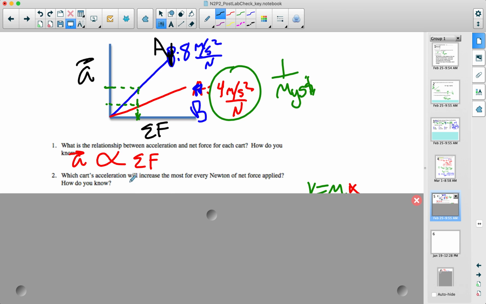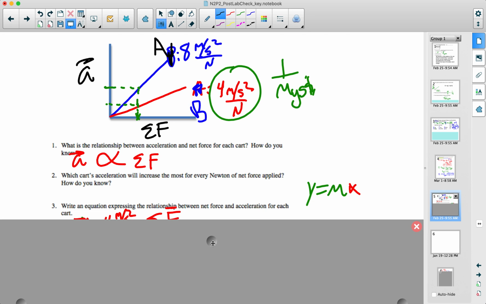Which cart would have the greatest acceleration for 1 newton of force? Well, if I just pick some random newton of force, which one of these would have a greater acceleration, the one represented by the red line or the one represented by the blue line? Obviously, we get a greater acceleration with the same net force for object A, which has the steeper line.